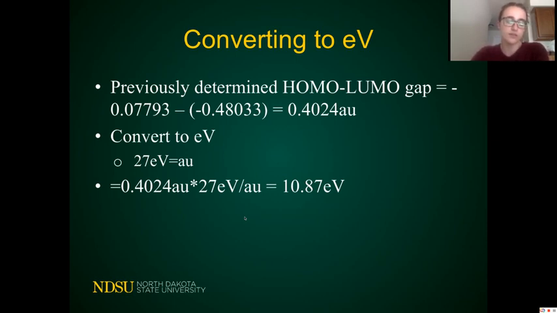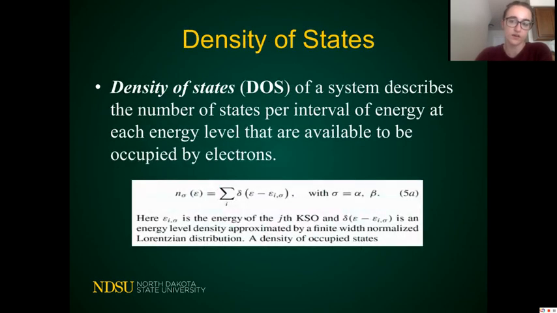Then before I close, I'm actually going to touch on density of states for just a second, but this is still related to the topic, as we can extract density of states PDFs from the .log file. So the next, oh, there it is. Here, first I just have the definition, where density of states of a system describes the number of states per interval of energy at each energy level available to be occupied by electrons.